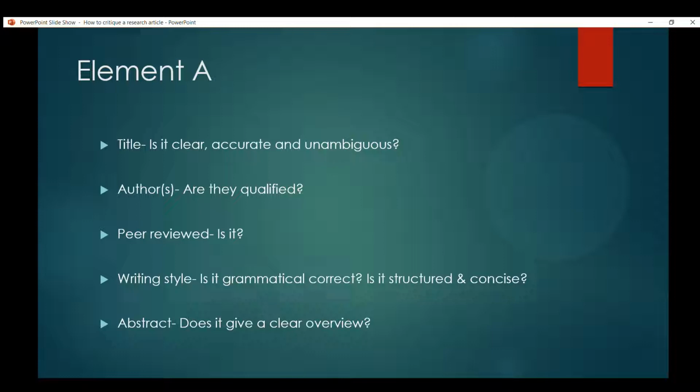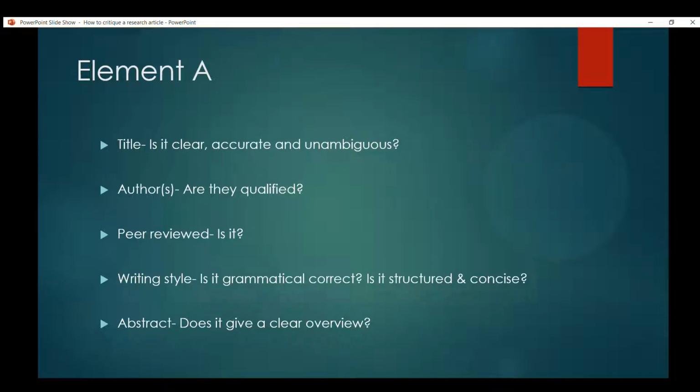Now let's look at the abstract. The abstract part of an article is what people always read when they are skimming to determine whether they will pick that paper and add it to the literature they want to review or not. So it has to give a clear overview of what the entire paper is all about. So is the abstract doing that? And it shouldn't be too long.